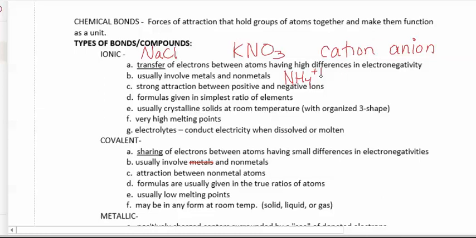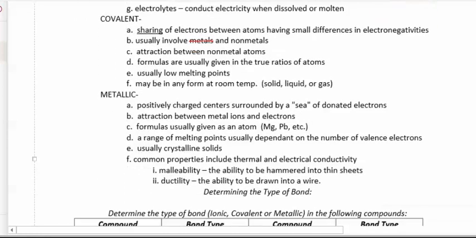The second type of substance we have is a covalent substance, which shares electrons. So the sharing of electrons, they share because of the smaller difference in electronegativity. One of the common compounds we'll have in covalent substances is carbon, because carbon often ends up sharing its electrons. An example of a covalent compound would be carbon dioxide, a common example with carbon and oxygen.